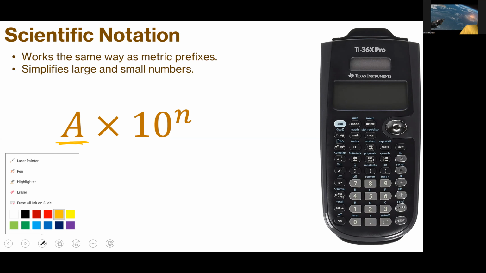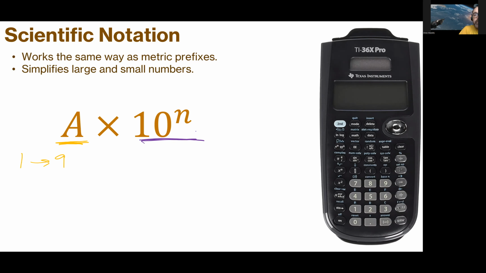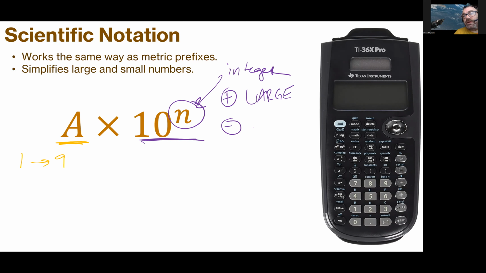The other part of this over here is the exponential part. This n here is an integer, right, in the exponential part. This could be positive or it could be a negative value, okay? This is going to help us figure out what the size of the number is based on whether or not it's positive or negative. A positive number is going to be something that's large, and a negative number is going to be something that's small. And this is relative to 1. So a large number is bigger than 1 and a small number is smaller than 1.